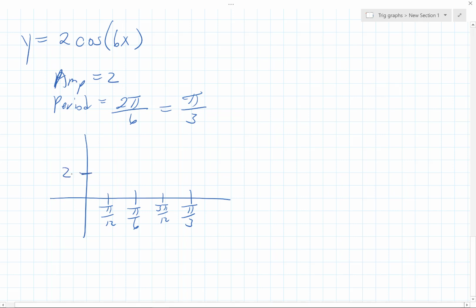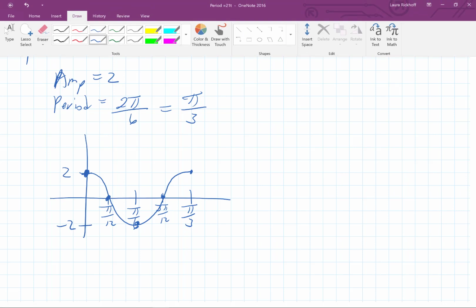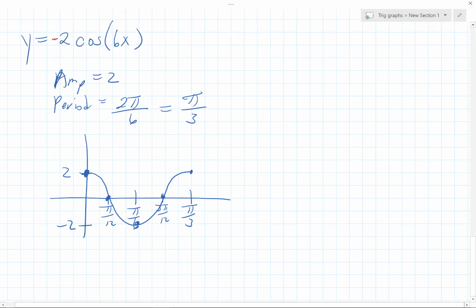It's got an amplitude of 2, so the highest is going to be 2, the lowest is going to be negative 2. And since it's cosine, it starts up. So it's up, and then middle, and then down, and then middle, and then up. And then you just draw your cosine. Check. And if it were that same thing but negative, it would just start down, and then middle, and then up, and then middle, and then down. And just don't let it lose its curves.